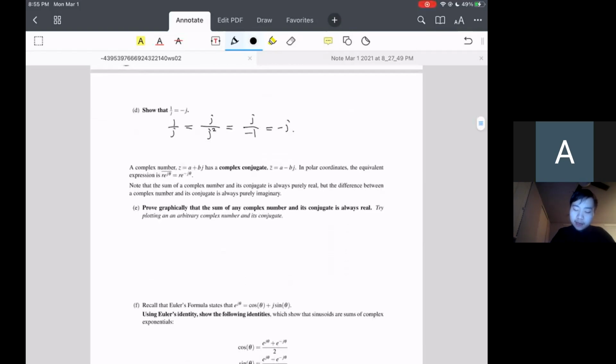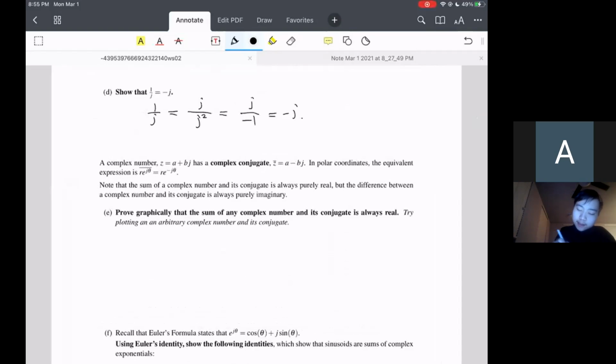Now, a complex number has a complex conjugate, z conjugate, being equal to a minus bj. In polar coordinates, the equivalent expression is that the conjugate of r times e to the j theta is equal to r times e to the negative j theta.